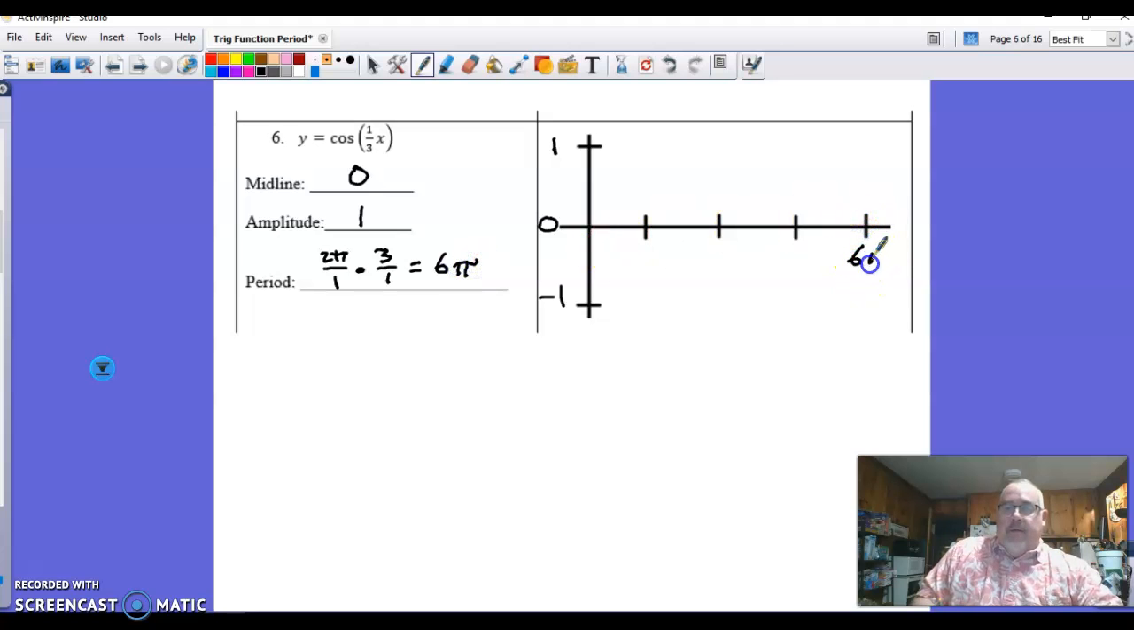So 6 pi would be the end of the period. Half of 6 pi is 3 pi. Can't take half of 3, so that would be 3 pi over 2. And then you're counting by 3 over 2. So that'd be 3 over 2, 6 over 2, 9 over 2.